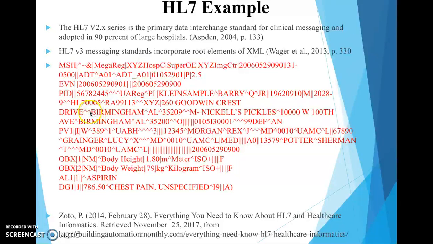Here there's more information like his address. Here you can see his body height and his body weight. AL1 stands for patient allergy information, which means he's allergic to aspirin. And then the diagnosis, DG1 stands for diagnosis, which is chest pain unspecified. This was an example during ICD-9 coding because this chest pain is now a different diagnosis in ICD-10.